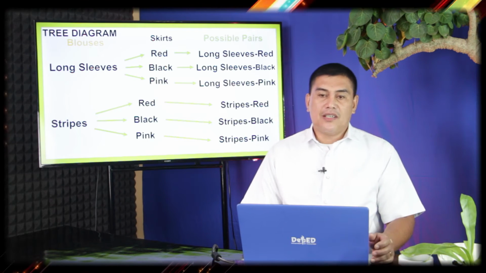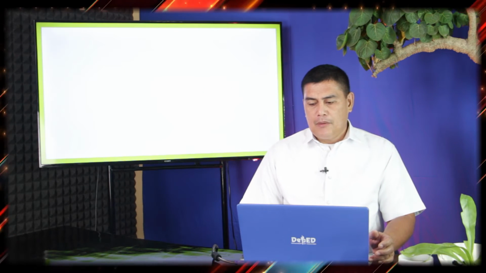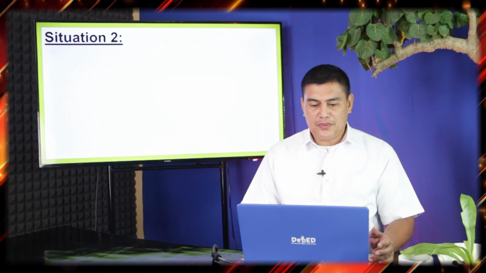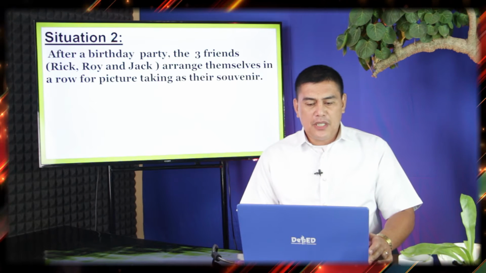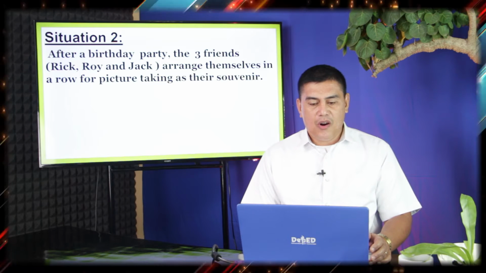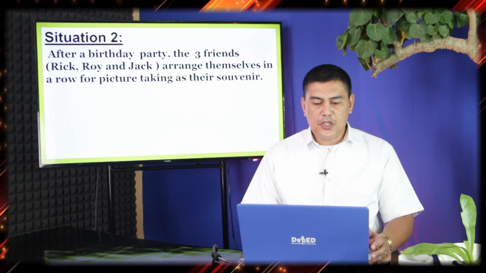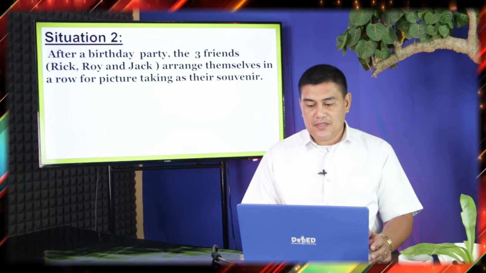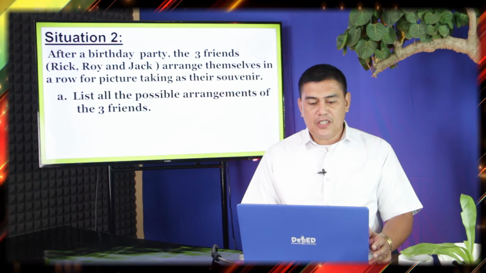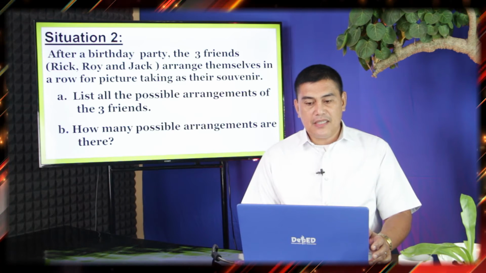Okay? So, another task ang gagawin natin. Situation number 2. After a birthday party, 3 friends, Rick, Roy, and Jack, arranged themselves in a row for picture taking as their souvenir. List all the possible arrangements of the 3 friends. How many possible arrangements are there?